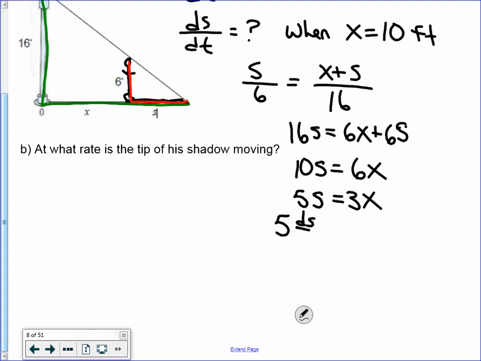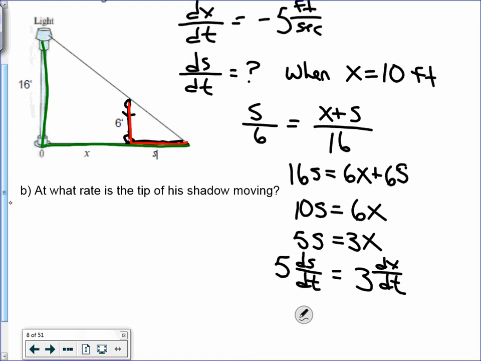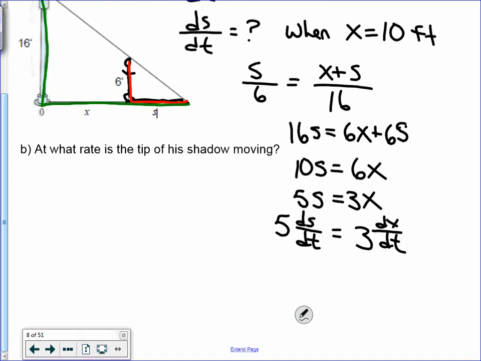5 ds dt, good. And on the other side, 3 dx dt. Okay, let's fill in. We're looking for ds dt. And we know dx dt is negative 5. See, interesting, there's no place to put this 10. So in other words, x doesn't matter. It doesn't matter how far away he is. It doesn't affect the rate at which the shadow is changing length. Okay, so negative 5 for dx dt. So 5 ds dt equals 3 times negative 5.